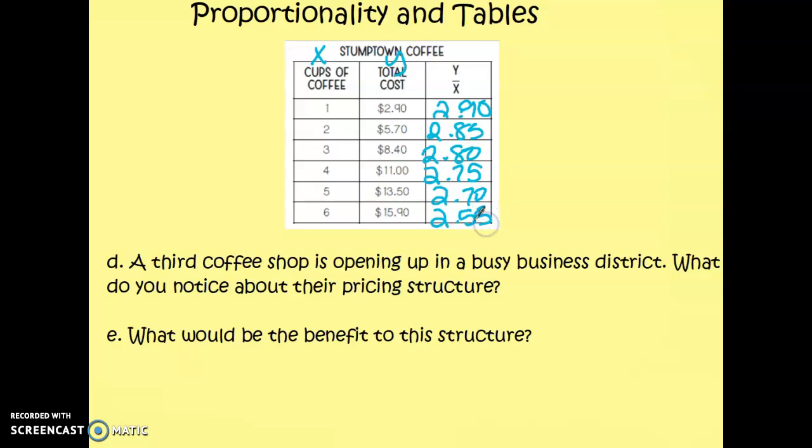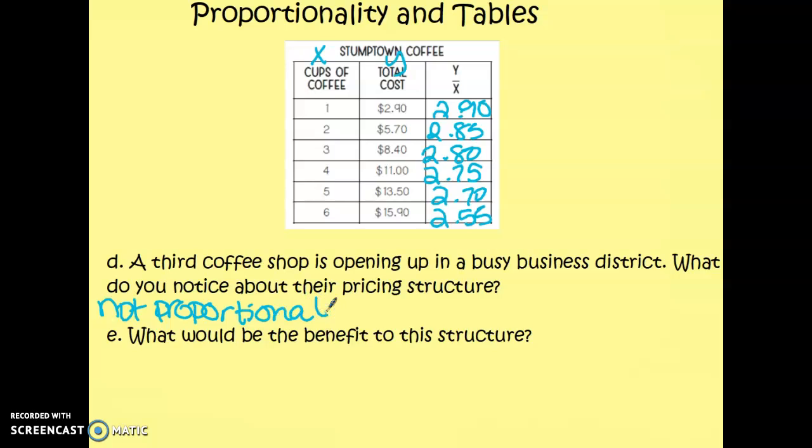So, what do you notice about the pricing structure? Okay, you could say that each cup of coffee decreases by 5 cents from the one before it, depending on how many you get. So, for instance, $2.85 is 5 cents cheaper than it is to buy 1, or 3 is 5 cents cheaper than to buy 2. Okay, so we know that it's not proportional at all. So there's no way we can take this and write an equation from it.